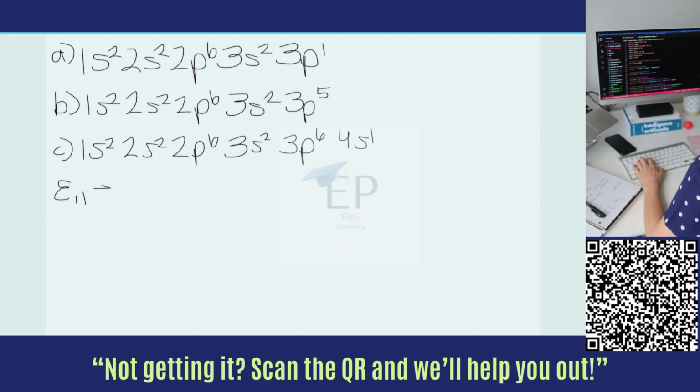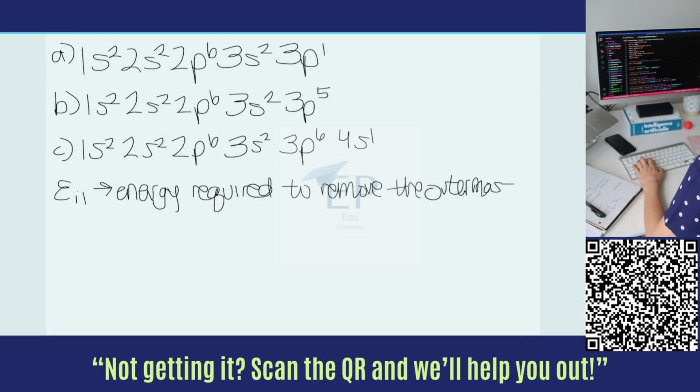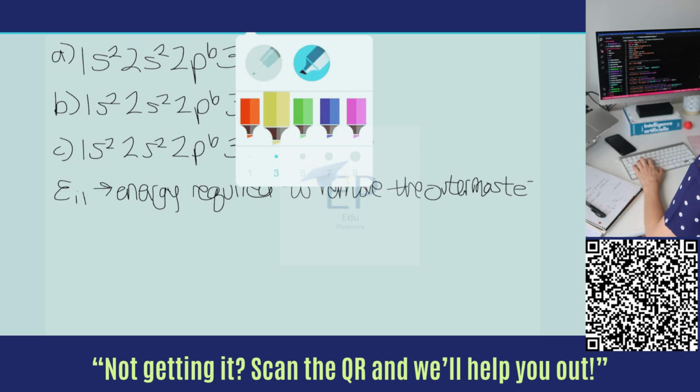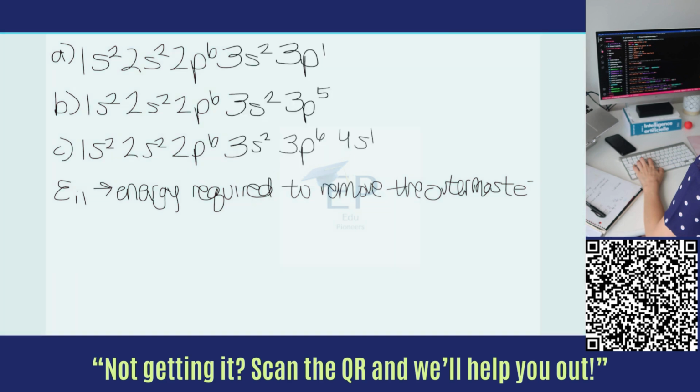The first ionization energy is the energy required to remove the outermost electron. So let's highlight the outermost electron in all of these electron configurations.